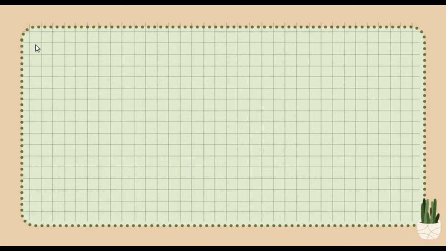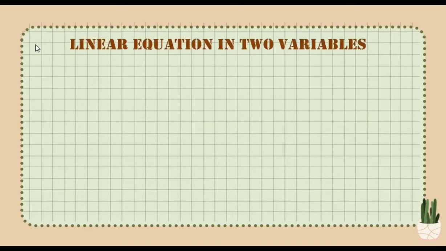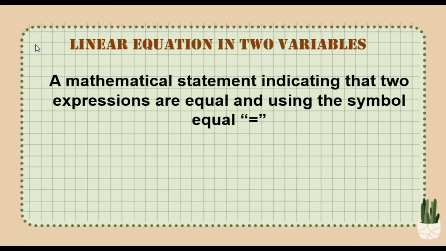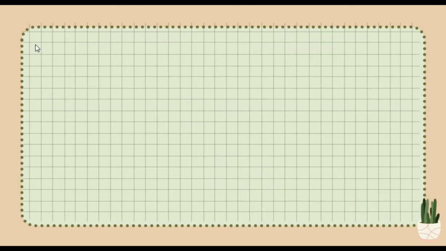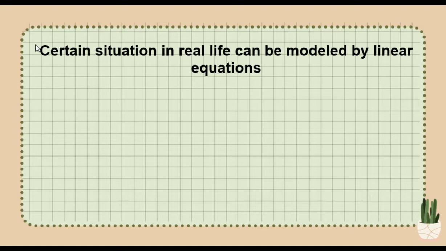On the other hand, linear equation in two variables is a mathematical statement indicating that two expressions are equal, using the symbol equal. For example, we have the linear equation 4x plus 5y equals 12 and 3x plus 4y equals 15. And also, certain situations in real life can be modeled by linear equations.